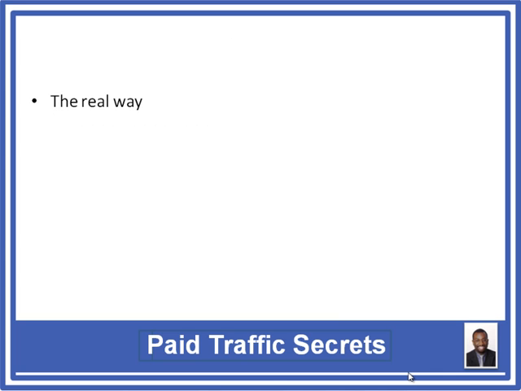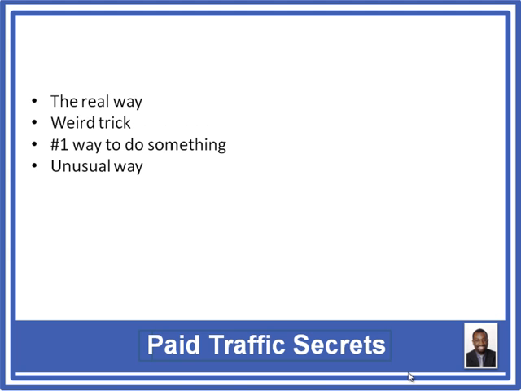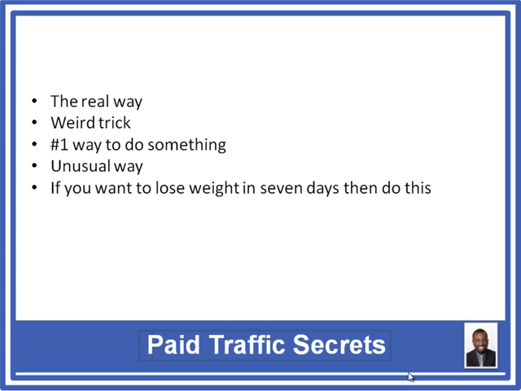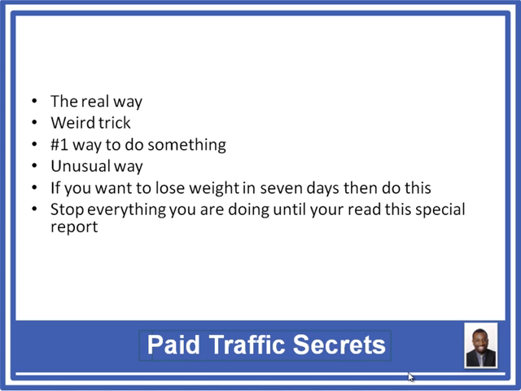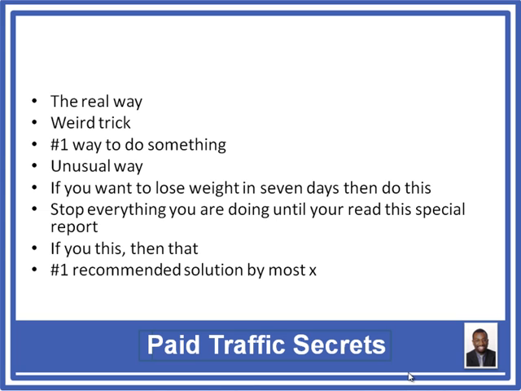A normal picture helps them do that. So here's some examples: the real way, weird trick, the number one way to do something, unusual way. If you want to lose weight in 7 days, then do this. Stop everything you are doing until you read this special report. If you do this, then that. If you click here, then solve this problem.